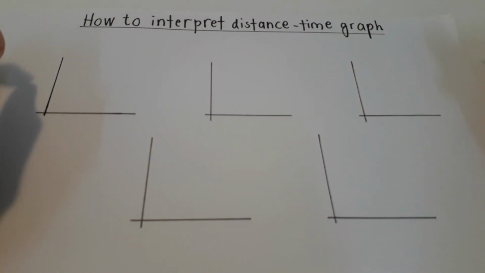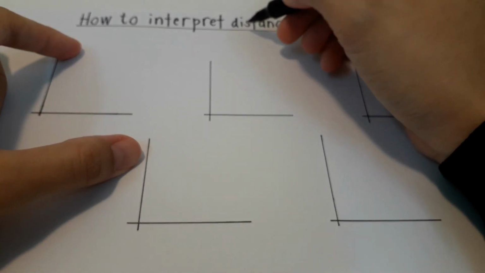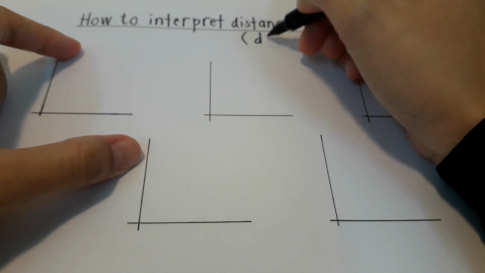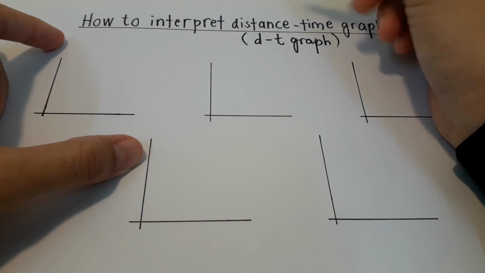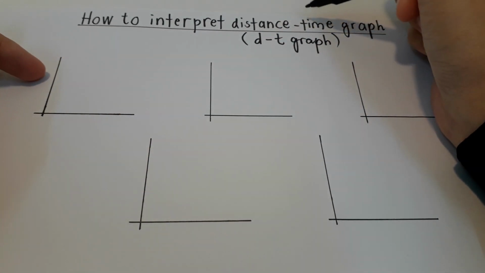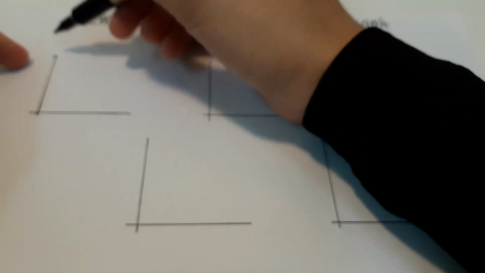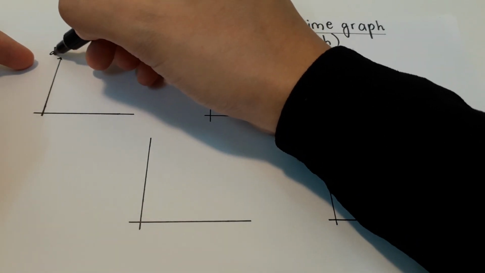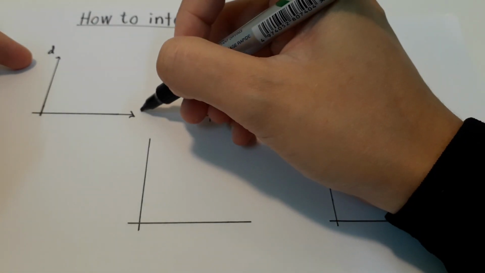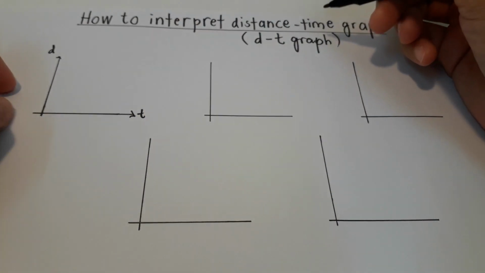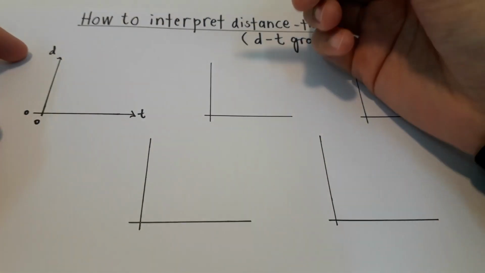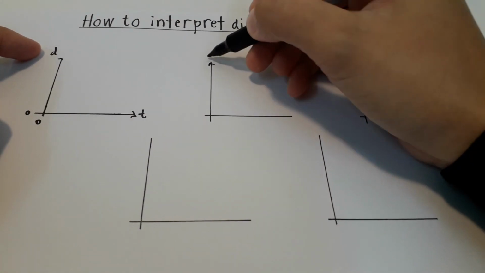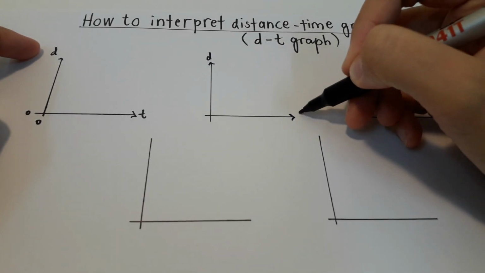Okay, in this video we're going to learn how to interpret or describe a distance-time graph, or we may call it a DT graph. DT graph means that the y-axis is distance, D, and the x-axis is time, T. So we're going to start with 0, 0 here. For distance, let us label all these axes.